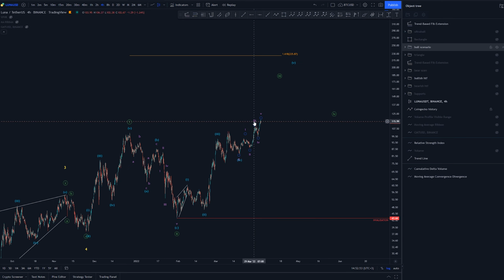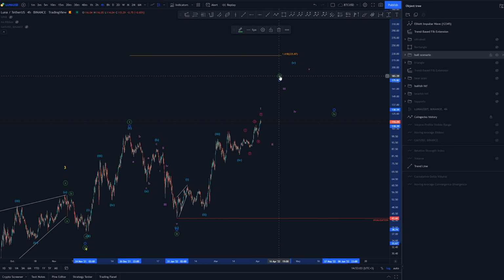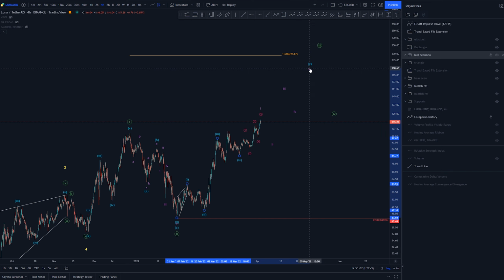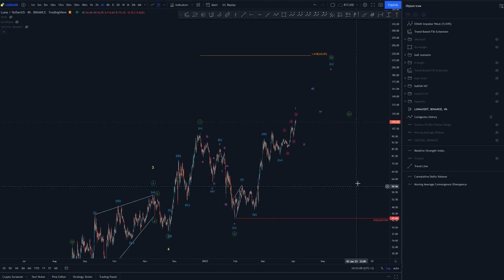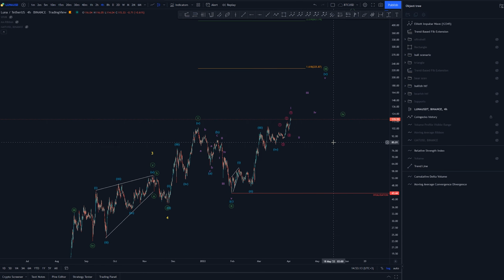However, whether this is sub-minute or micro, giving us another bigger wave here for the sub-minute count, bringing us the third here, of course the fifth here, and the third here, is pretty much the scenario I would like the most. So currently we would be expecting wave 2 down here before launching up again.